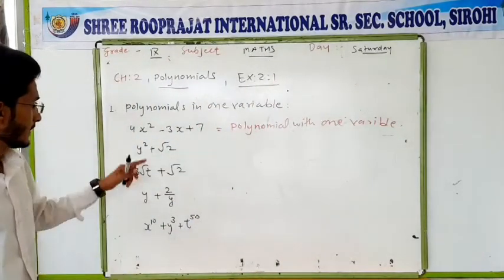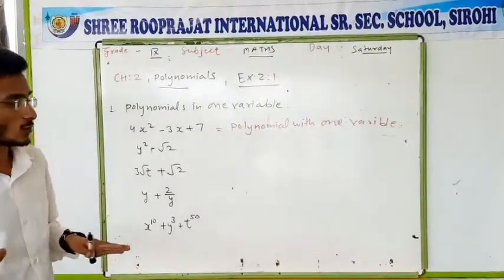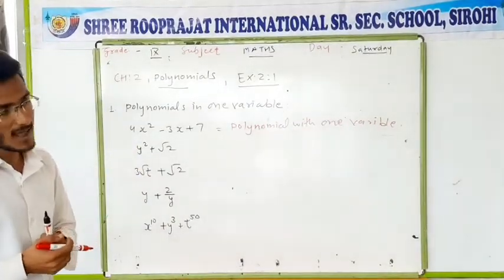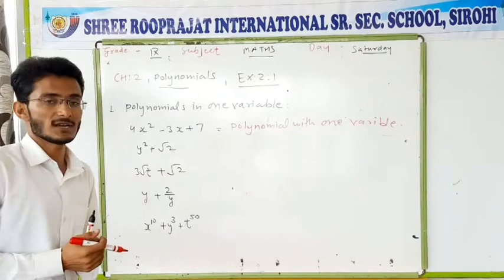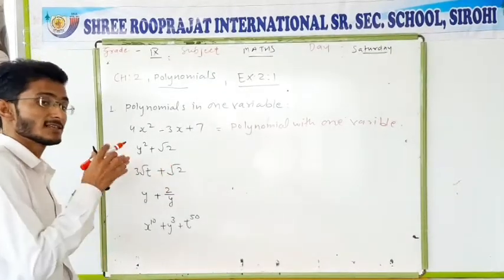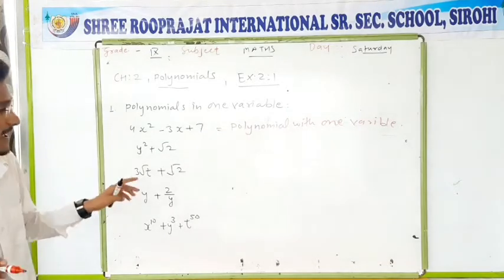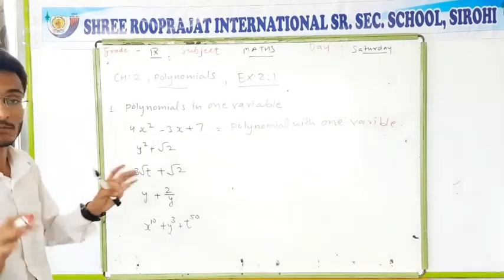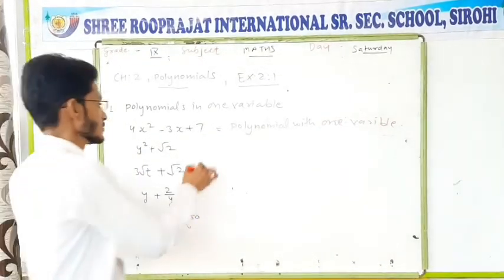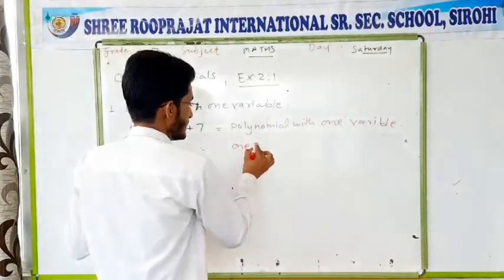Okay. Next one, y square plus root 2. There is only one variable given, y, and the next term is a constant. There is a root, but that is root 2, not a variable. So again there is only one variable, y, and the exponent of y is positive, 2. So again it is a polynomial in one variable.